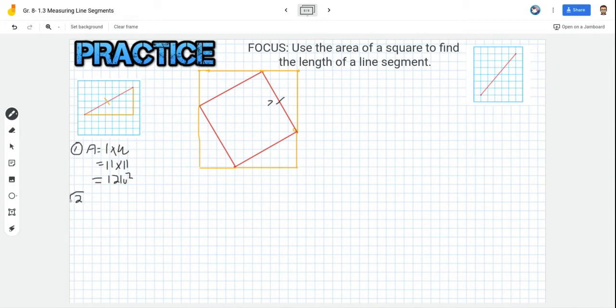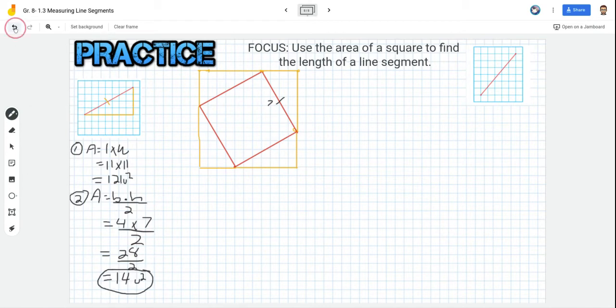Step number 2, I'm going to find the area of one of these triangles. I'm going to look at this triangle right here, which is area equals base times height, for the formula, divided by 2. My base is 1, 2, 3, 4. My height is 7. I'm going to divide that by 2. 28 divided by 2 is 14 units squared. And I'm going to circle these. Oops, I don't want to circle that yet.